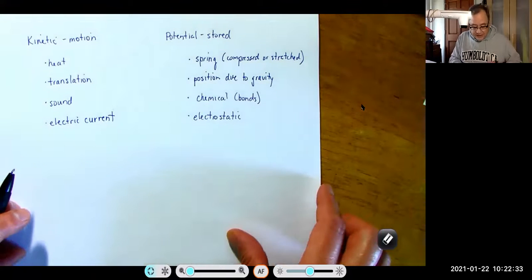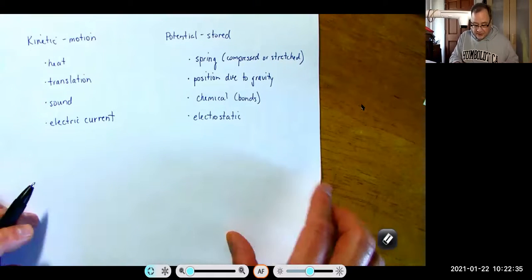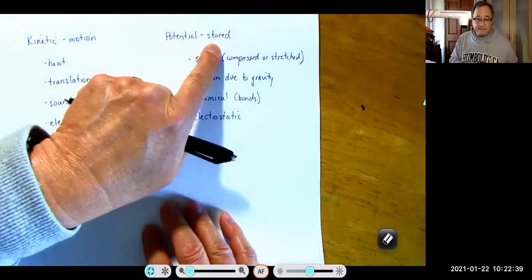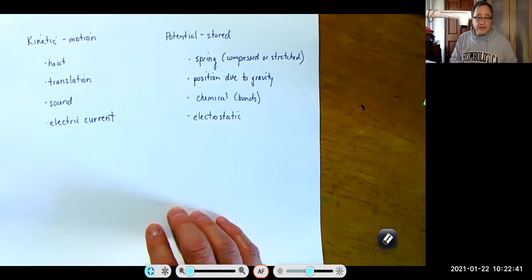So here's a nice list of kinetic energy, a nice list of potential energy, and nice short definitions of each one of them. You should know this, okay?